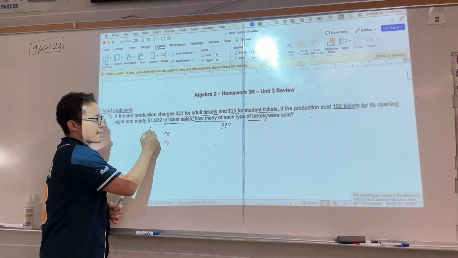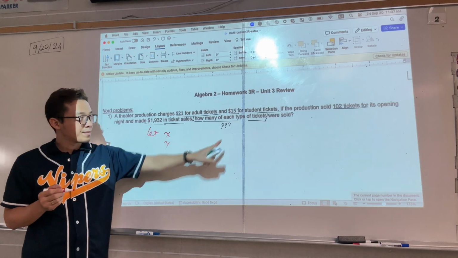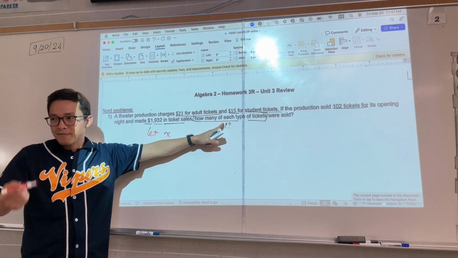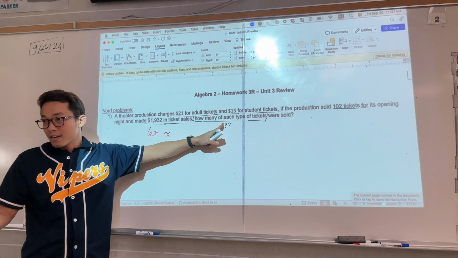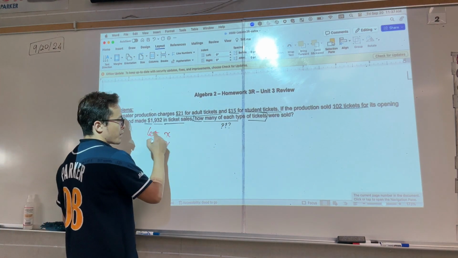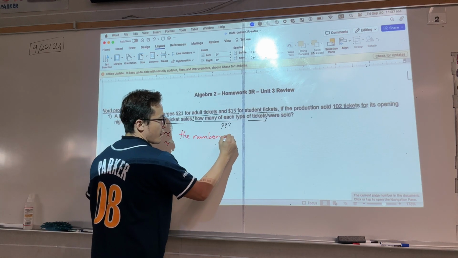So let x be the... Can you be more specific? What do you mean, adult? Like the cost or the number of tickets? The number of tickets. Okay. Let's give a point. So let x be the number of adult tickets.